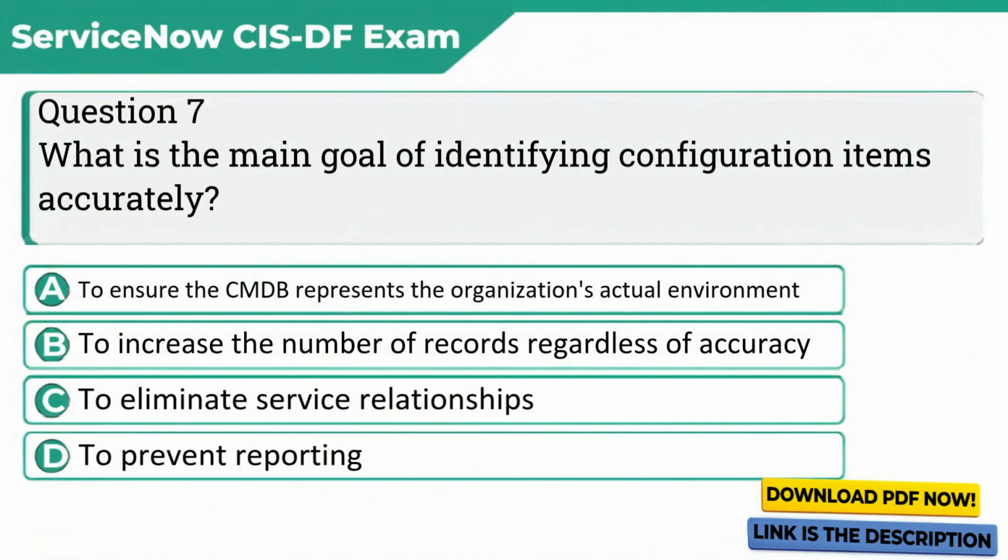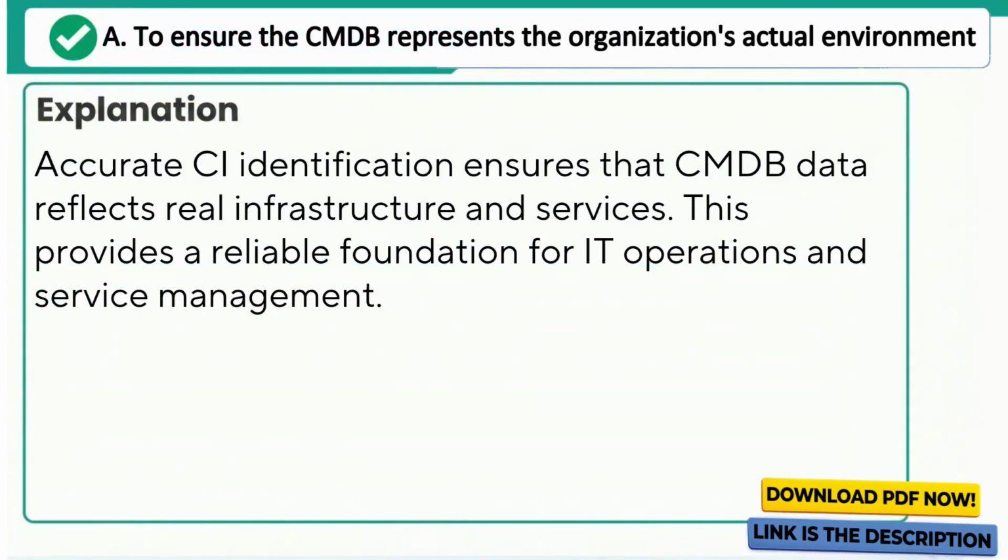Question 7. What is the main goal of identifying configuration items accurately? A. To ensure the CMDB represents the organization's actual environment. B. To increase the number of records regardless of accuracy. C. To eliminate service relationships. D. To prevent reporting. Correct answer A. To ensure the CMDB represents the organization's actual environment.